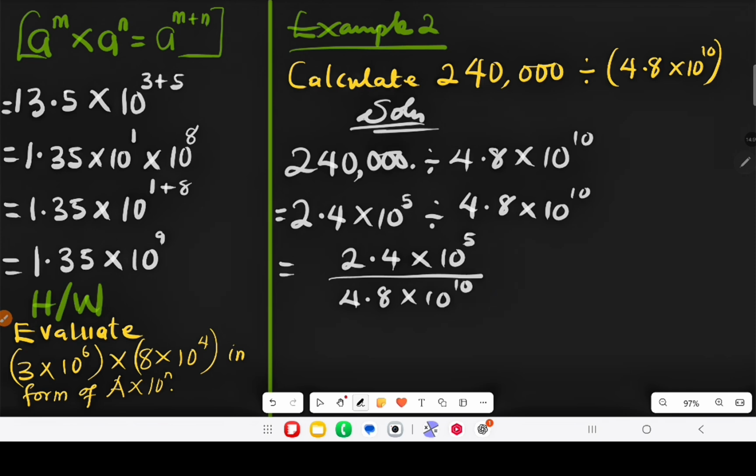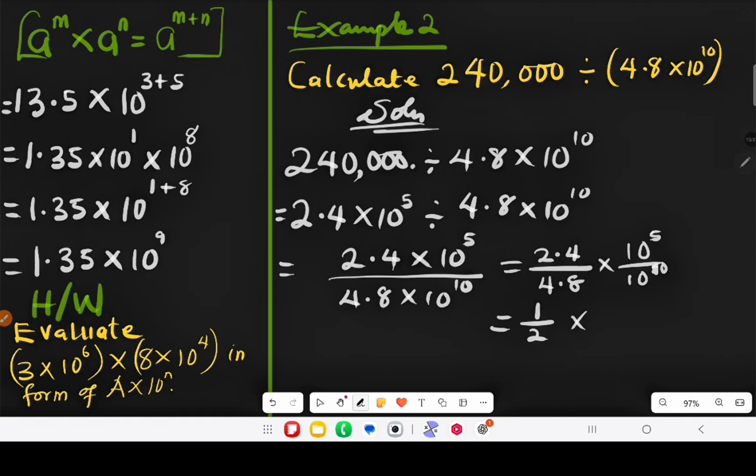Now we can split it, or we leave it this way. If we split it, we have 2.4 all over 4.8 times 10 raised to the power of 5 all over 10 raised to the power of 10. Now we can express this as 2.4 into 2.4 gives us 1, and 2.4 into 4.8 gives us 2. So this is the same thing as 1 over 2 times.